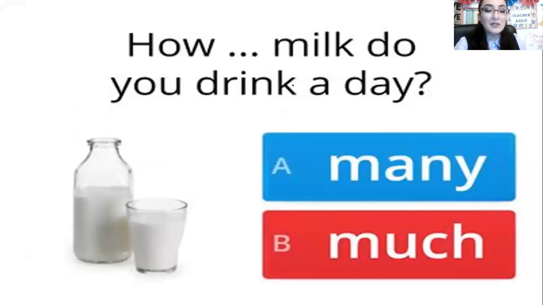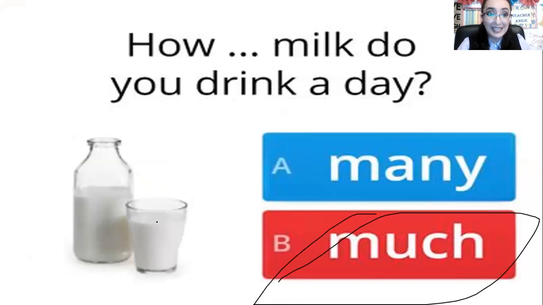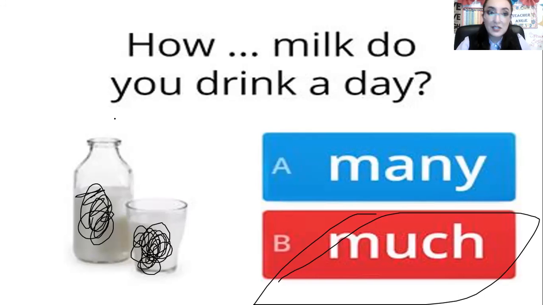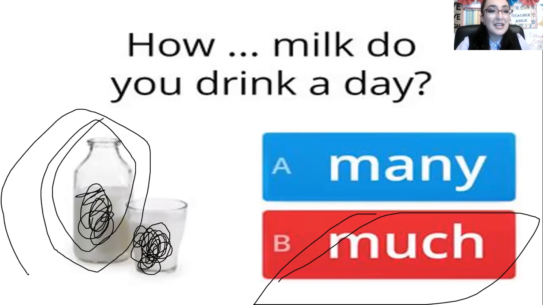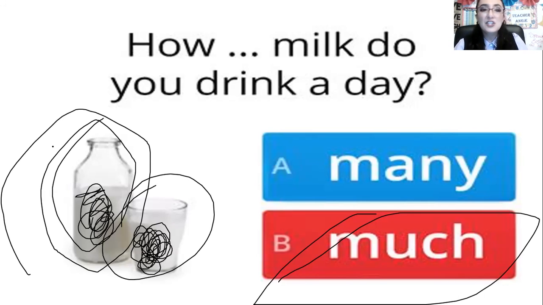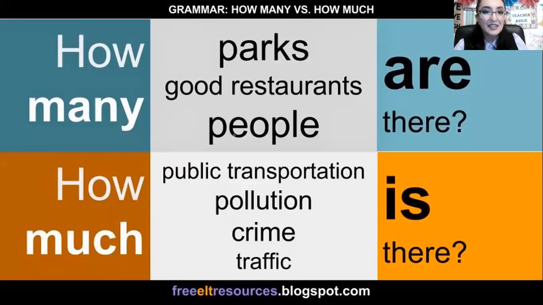Now, what do you think about this question? How much milk do you drink a day? Excellent. How much milk? It's uncountable. We are talking about the liquid that we have inside. We are talking about this amazing liquid, not about this recipe. Not about this container.